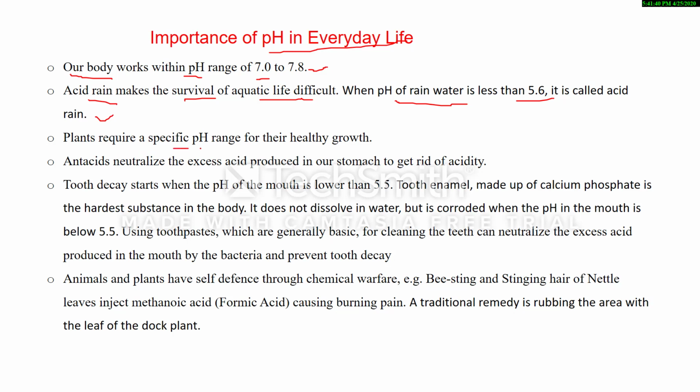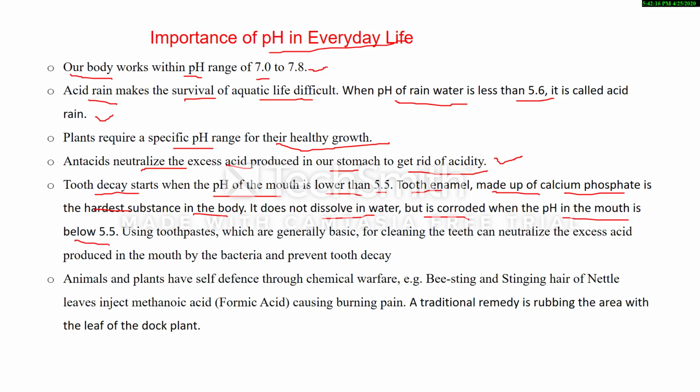Plants require a specific pH range for their healthy growth. Antacids neutralize the excess acid produced in our stomach to get rid of acidity. You are familiar with this term, acidity. Tooth decay starts when the pH of the mouth is lower than 5.5. Tooth enamel, made up of calcium phosphate, is the hardest substance in the body. It does not dissolve in water, but it is corroded when the pH in the mouth is below 5.5.